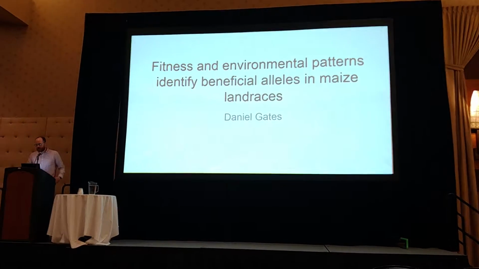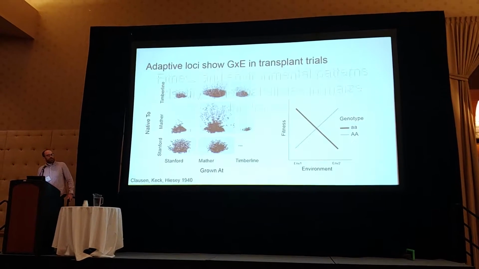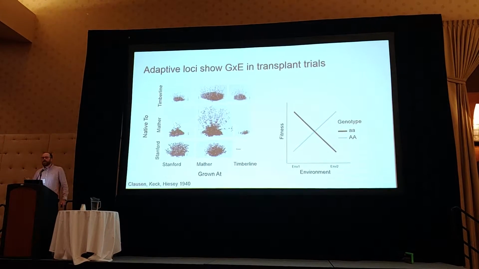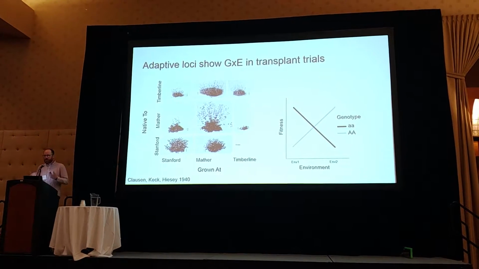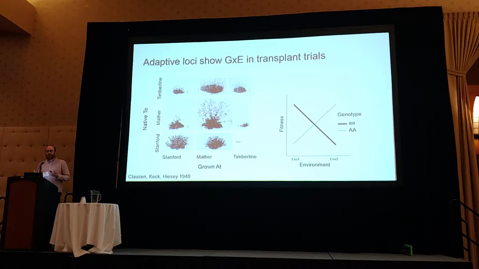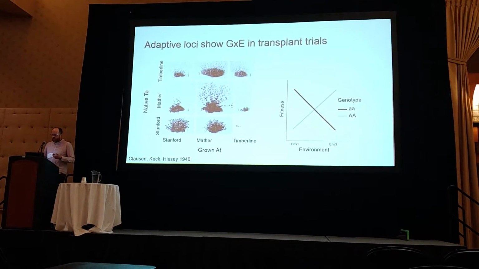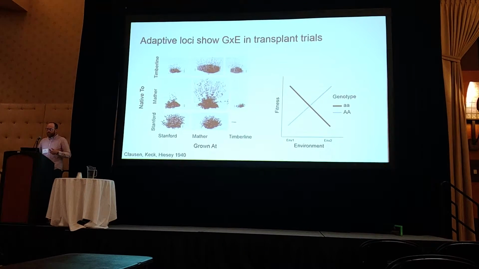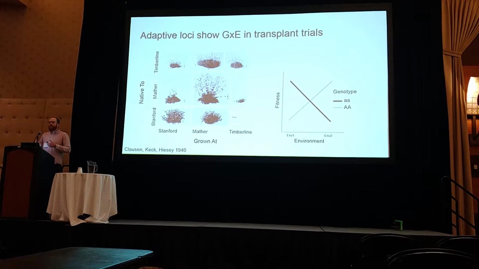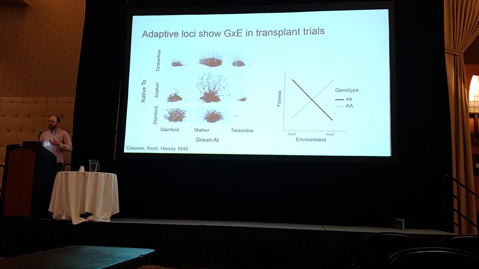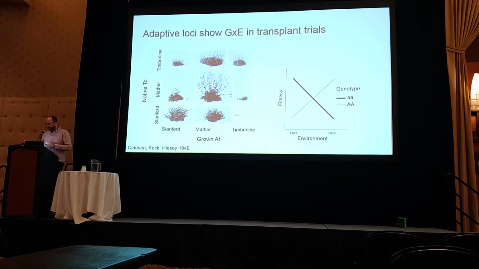Using fitness and environmental patterns to identify beneficial alleles in maize landraces. So when we're talking about local adaptation and identifying the alleles that underlie local adaptation, there are a few different patterns that are very characteristic that we can start to utilize. One of them is if you take organisms from disparate environments and grow them in a variety of environments, and you see that organisms, when grown in their home environment, have higher fitness than in non-native environments.